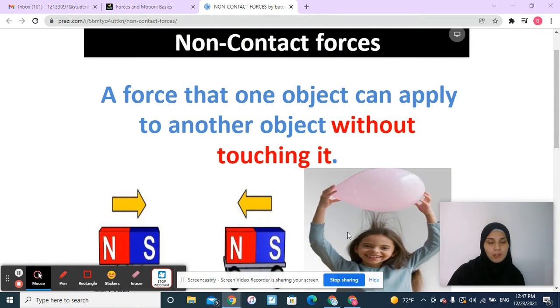Hello, so today we're going to discuss the non-contact forces. Now, usually, non-contact forces are the forces that don't require any contact. For example, if two surfaces are touching, then it's contact. But if an object has an effect to attract or repel another object which is far away, then we can say that it's a non-contact force.